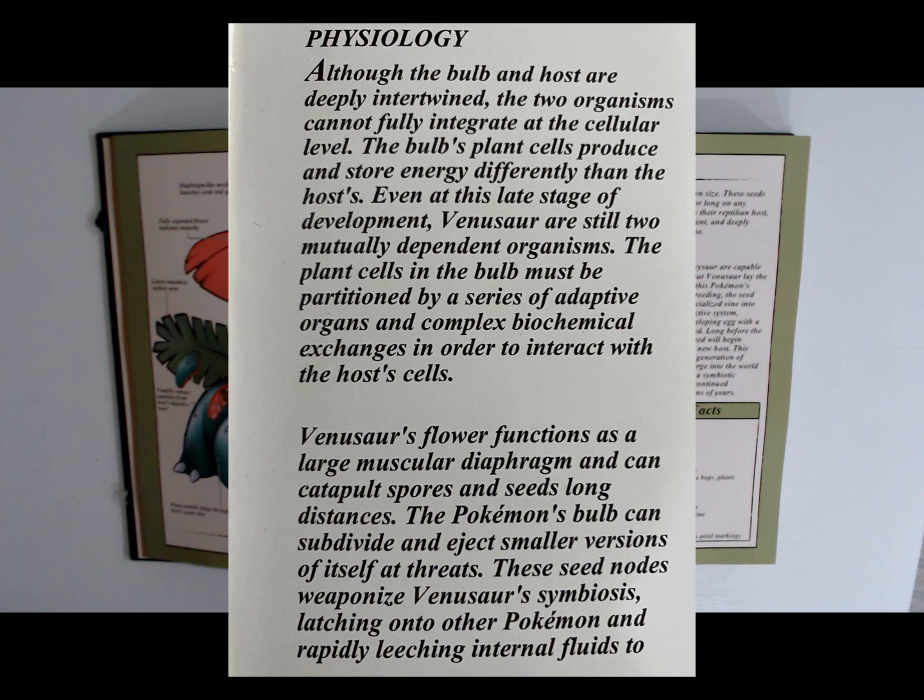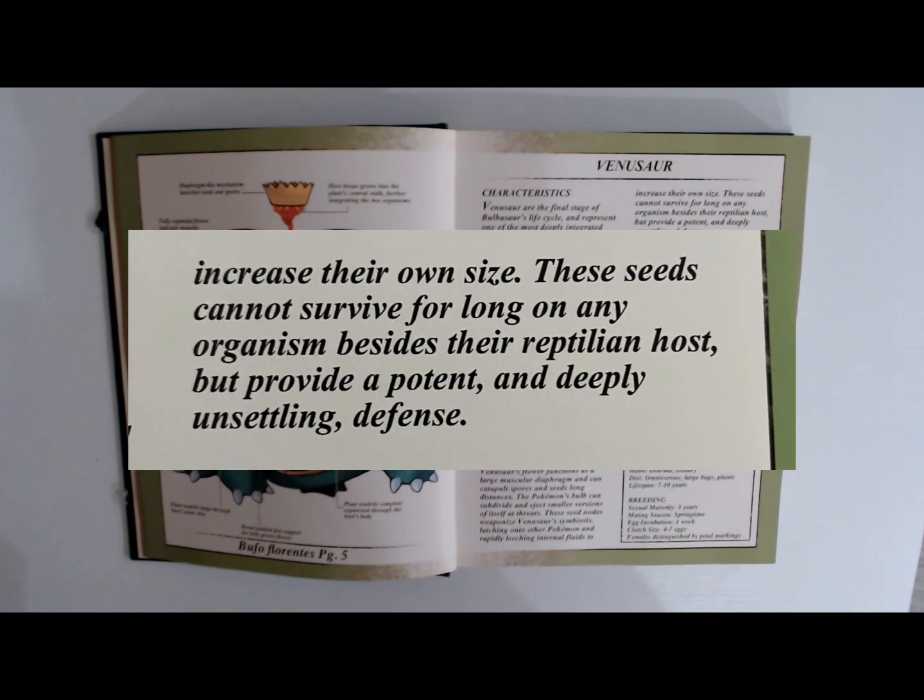Venusaur's flower functions as a large muscular diaphragm and can catapult spores and seeds a long distance. The Pokemon's bulb can subdivide and eject smaller versions of itself at threats. These seed nodes weaponize Venusaur's symbiosis, launching onto other Pokemon and rapidly leaching internal fluids to increase their own size. These seeds cannot survive long on any organism besides their reptilian host, but provide a potent and deeply unsettling defense.